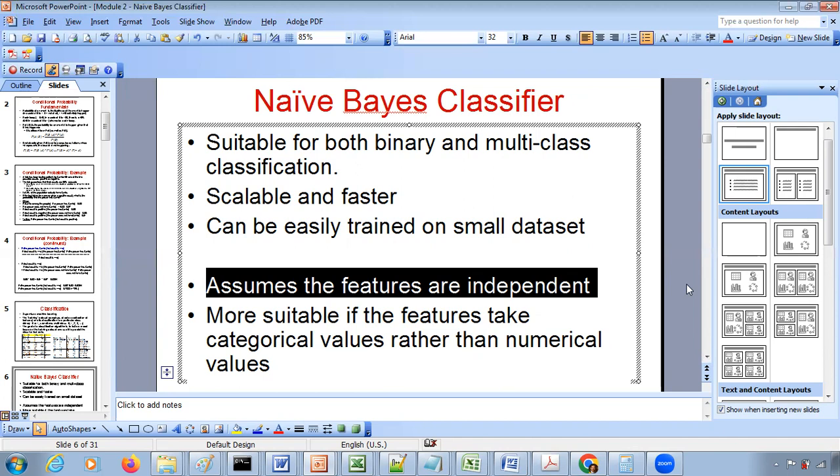The first classifier we saw is the K nearest neighbors algorithm. It's the other way around. It's more suitable for numerical data compared to categorical data, whereas with Bayes, it's more suitable for categorical data compared to numerical data.